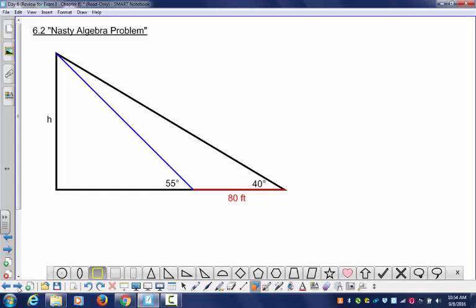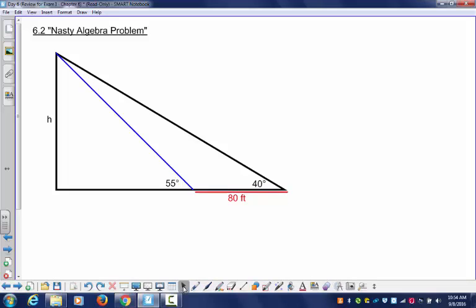This was the application in the textbook, the Golden Gate Bridge problem. So our goal is to figure out the height of this triangle. We have these two angles, and hopefully you can see that 80 is just from there to there.